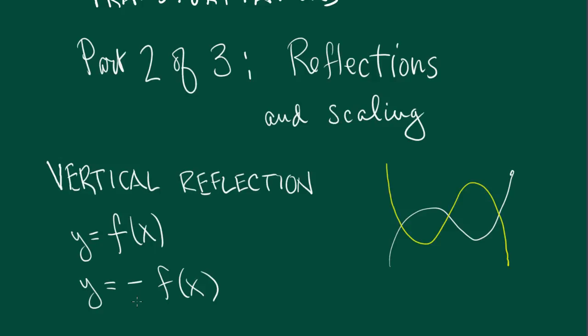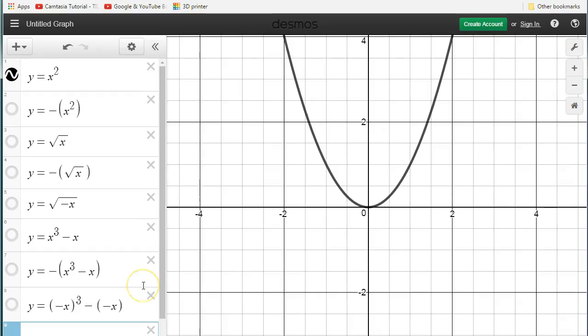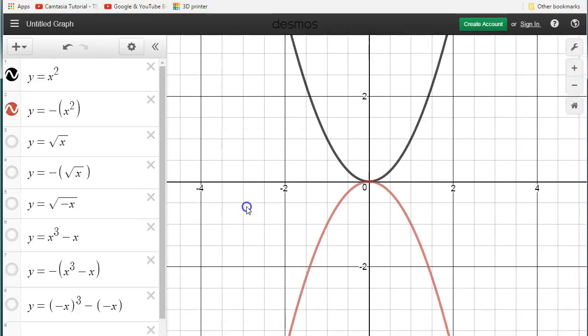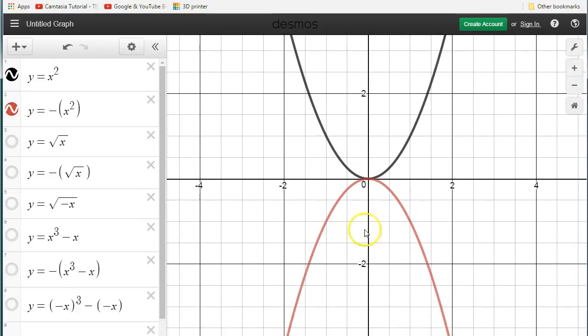Let's take a look at this effect in Desmos. So, I start with y is equal to x squared, and then I multiply outside the parentheses by negative, -(x squared), and this red graph is the result. It turns the entire parabola upside down.